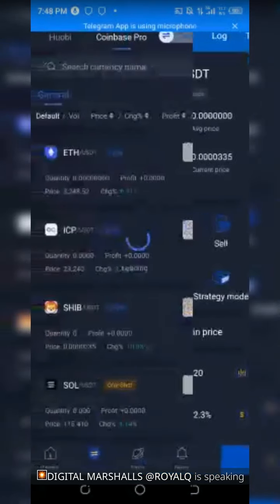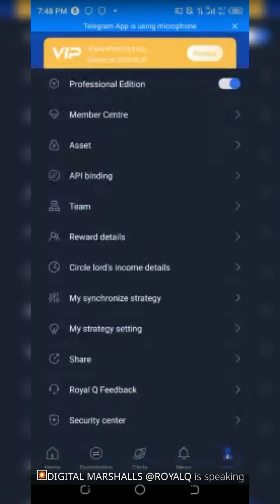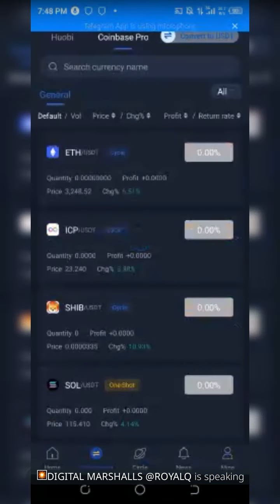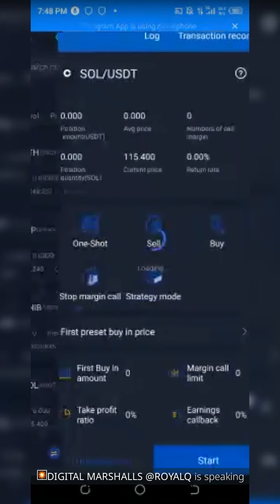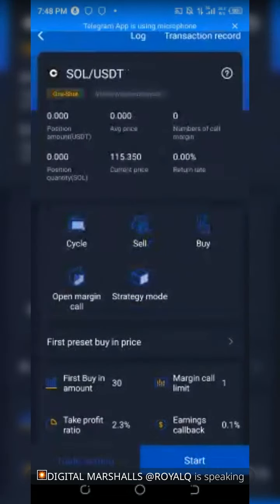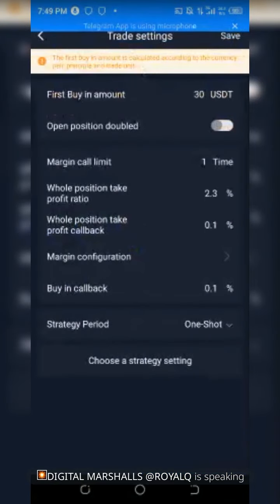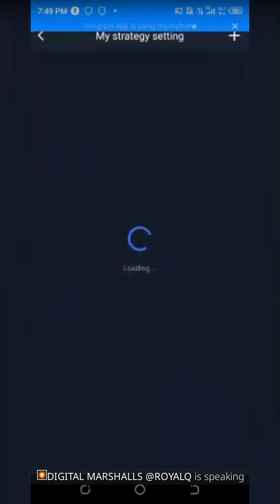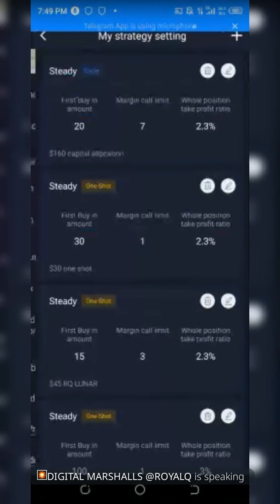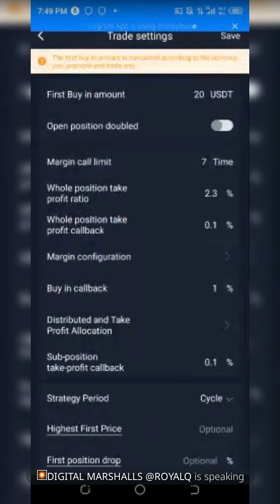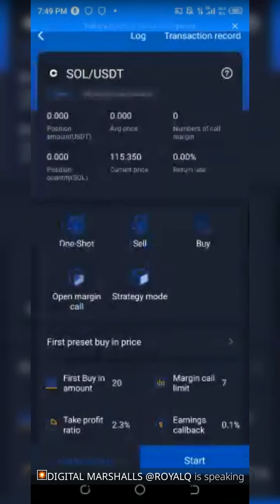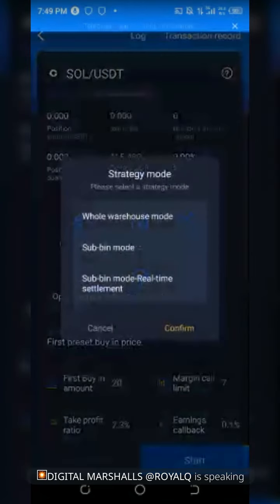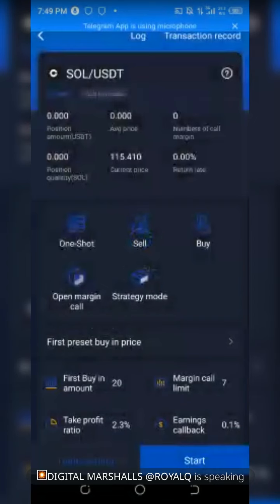So every time you go to your mind, you want to place a coin, just tap on the coin. Let's say Solana. You tap on trade settings, you go to choose a strategy mode, you just tap on it, and then it will bring you to that. You tap on it, your coin has already been set. You click on your save button, and then your strategy mode, sub-beam mode, real-time settlement. You click on confirm, and then you click on start. That's it. This is how we set a trade on cycle mode.